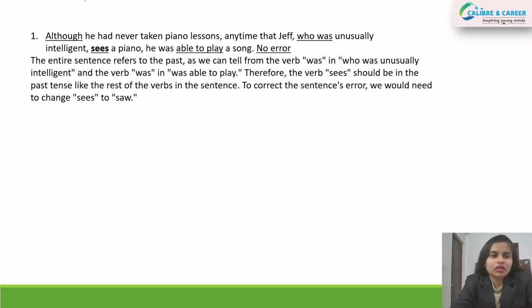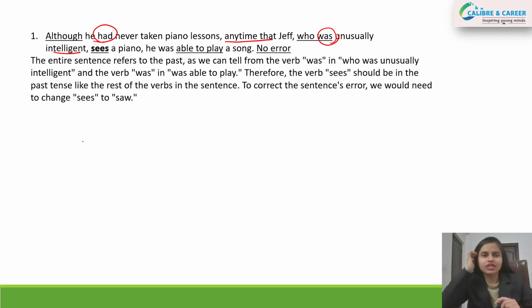Number 1, the sentence says, although he had never taken piano lessons. First you have to understand in which tense it is given. Although he had never, that means it is in past. Although he had never taken piano lessons, any time that Jeff, who was unusually intelligent, sees a piano, he was able to play a song. Now tell me, when you are using the sentence in past tense, you should not use present. All right, sees, here is the mistake.